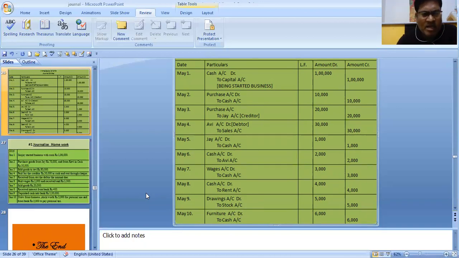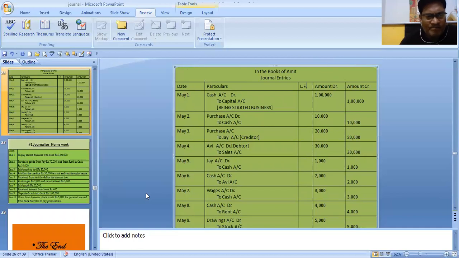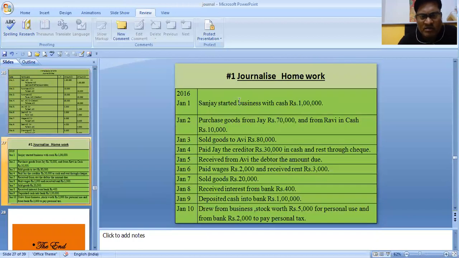Please see and try to understand it. In our live classes, I will further explain to you. And this is your homework. Journalize. Homework is there. Sanjay started business with 1 lakh, purchased goods from Jay and Ravi in cash. And other entries are there. Some compound entry is also there.